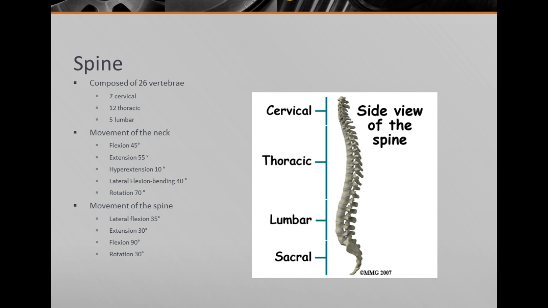There are 26 irregular bones called vertebrae: 7 cervical that support the base of the skull and the neck, 12 thoracic vertebrae that articulate with ribs, and 5 lumbar that support the lower back. The sacrum shapes the posterior wall of the pelvis, offering strength and stability. The coccyx is a small triangular tailbone at the base of the spine. The neck and spine can flex, extend, hyperextend, laterally flex, and rotate.